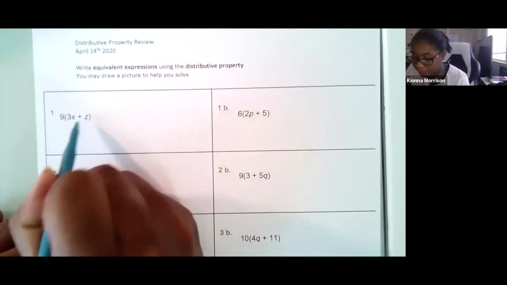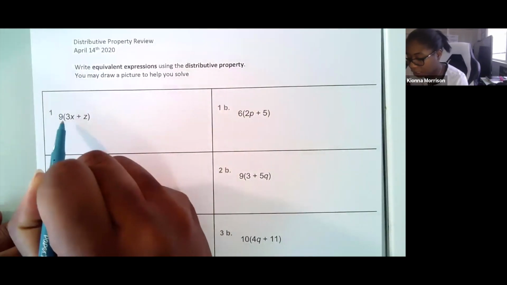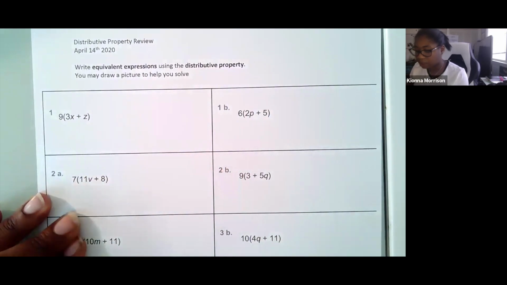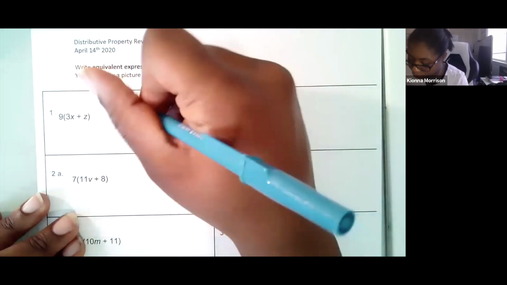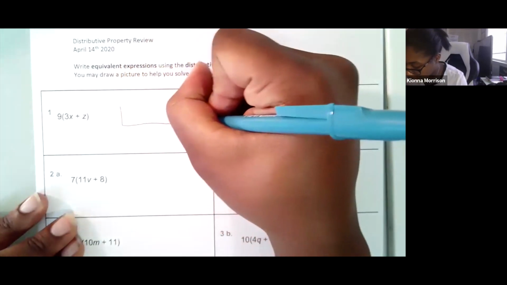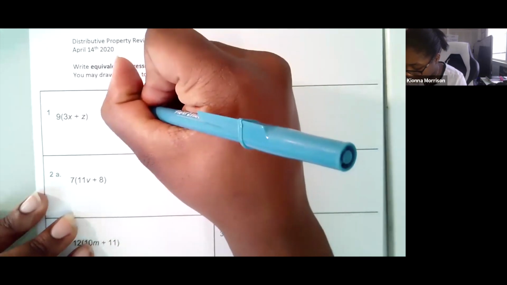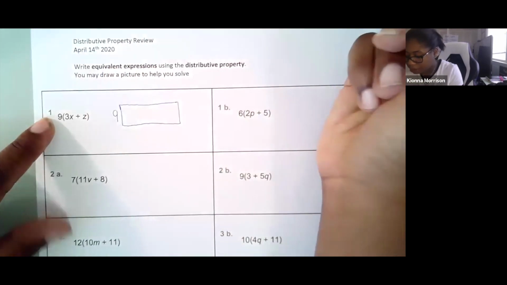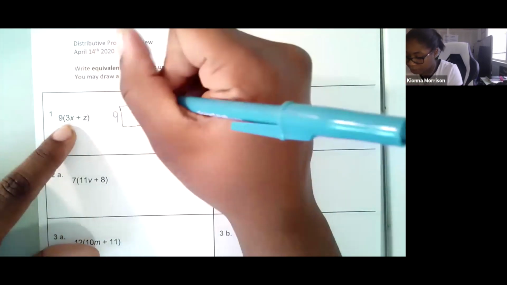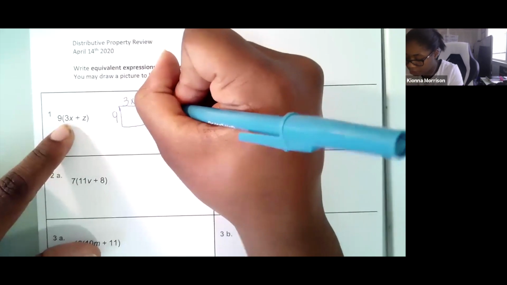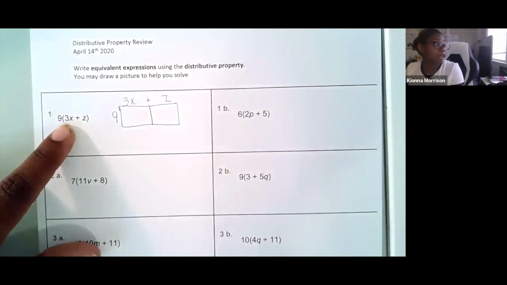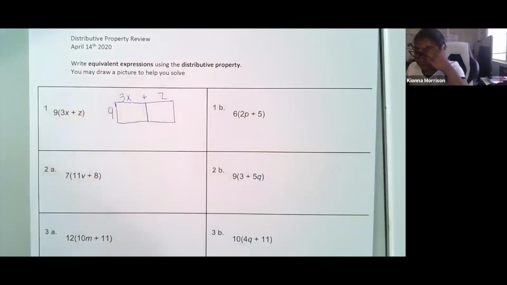So here, let's practice reading these again. I have 9 times 3x plus z. First, I'm going to start off using my picture to help model what that might look like. I have my rectangle for my area model, and I see I have my 9, which is by itself, so it's going to go on that shorter side. Then up here, I have 3x plus z. And right where that addition symbol is, I'm going to partition my rectangle into 2 pieces.